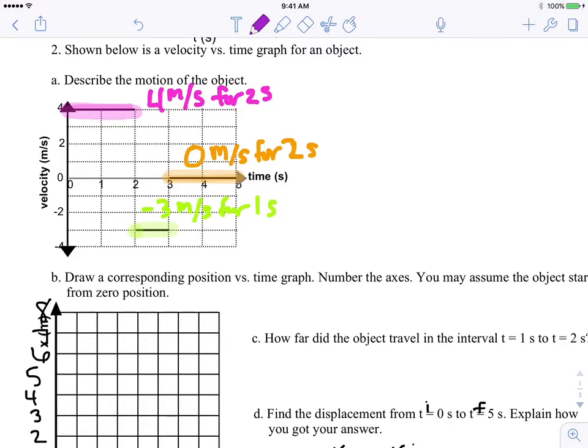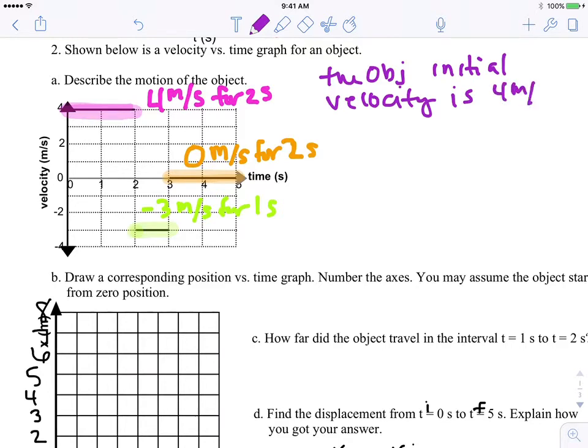So we can't mention anything about its starting position because on a velocity time graph, that information's not given to us. But we can comment or describe the velocity and how long it's going and stuff like that. So let's just start off with that. So you can start this off by saying the object's initial velocity is 4 meters per second positive. And you can state this any way you want, right?